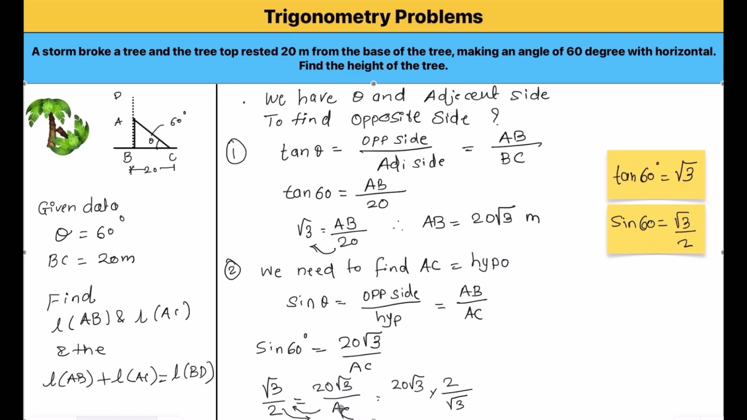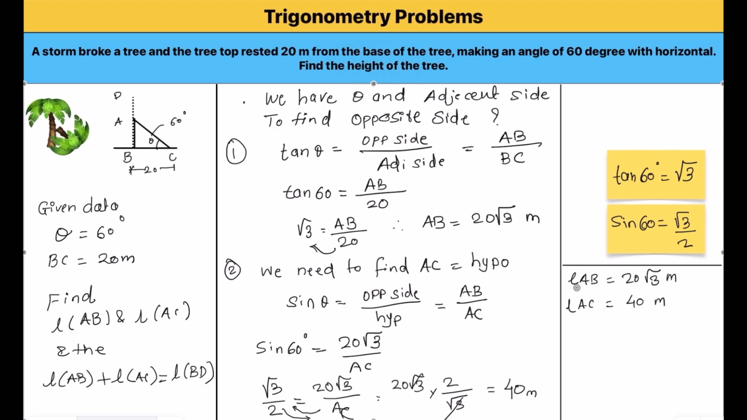Sending AC to the LHS, which goes into the numerator, and bringing square root 3 upon 2 to the RHS, we get 20 square root 3 into 2 upon square root 3. Square root 3 upon 2 becomes inverted when it goes to the right hand side. So we get 2 upon square root 3. Square root 3 upon square root 3 is equal to 1. So remaining is 20 into 2, that is equal to 40. And this is 40 meter length.